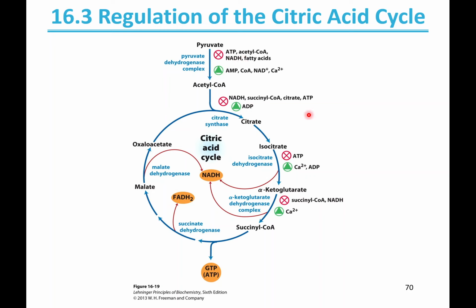NADH, also another indication of cellular energy. AMP or ADP, or NAD plus, those tell you that you might be low on cellular energy when those concentrations increase. So those are activating. And also the other one that's probably not super obvious, the calcium, is another signal that turns on the citric acid cycle.